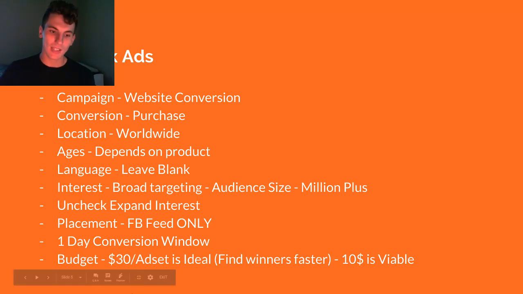Okay, so why $30 is more ideal is because you're going to be able to test more ad sets faster, and you're going to be able to see if it's a losing ad set. All right, and a winning ad set will always perform. All right, always will have purchases, and your ROAS will be above 2.5, above 3. But $10 is viable if you are on a budget.